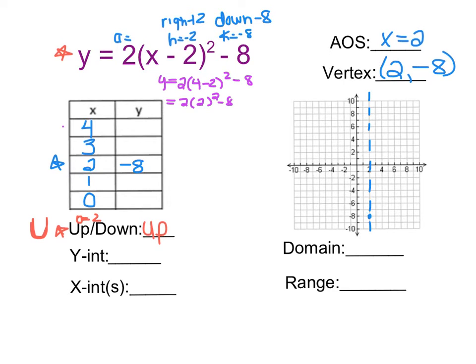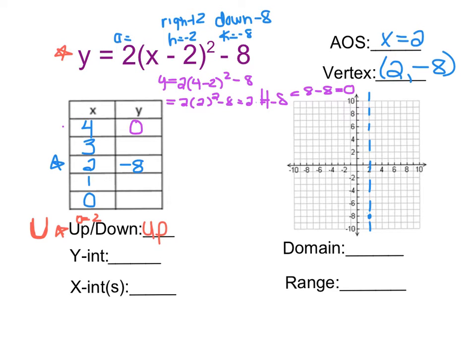I then follow my order of operations, which is exponent comes next. So I have 2 times 2 squared, which is 4. So that's 2 times 4 minus 8, which then 2 times 4 becomes 8 minus 8, which I know is 0. So when x is 4, I find that y is equal to 0.